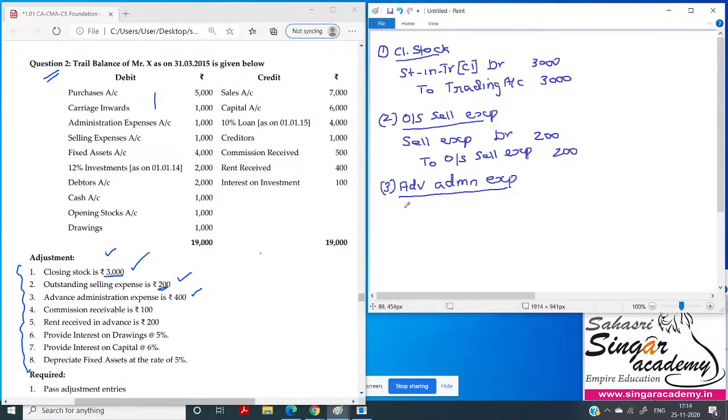So advance admin expenses are admin expenses paid in advance. In both ways you can write: advance admin expenses account debit to admin expenses, the value being 400 rupees. Is it clear?